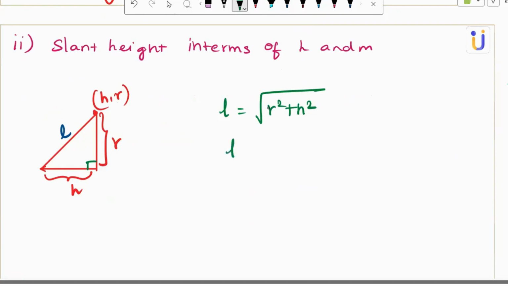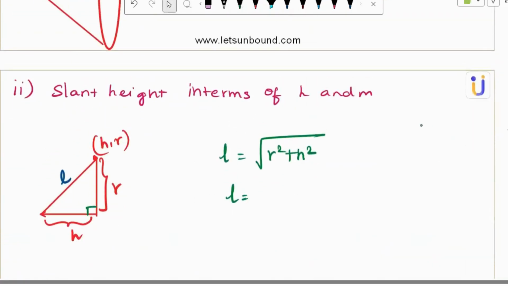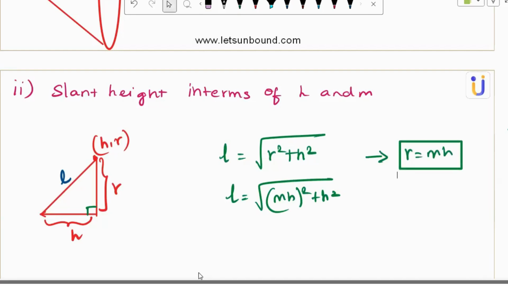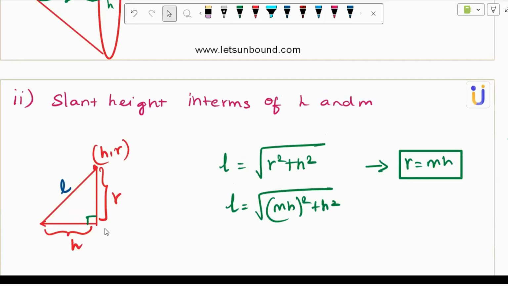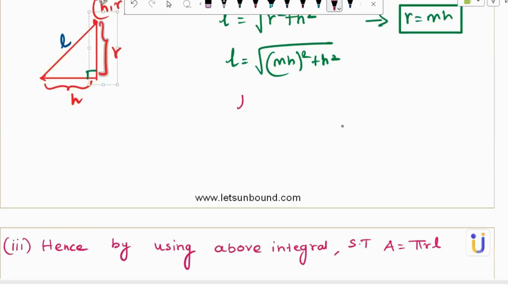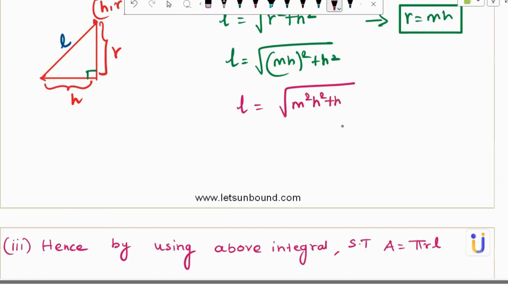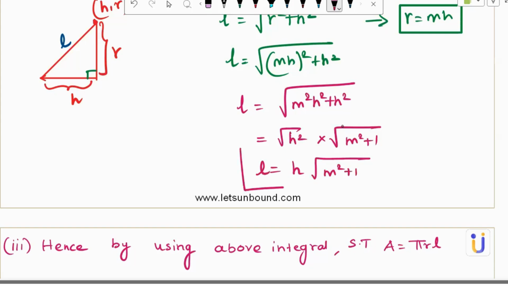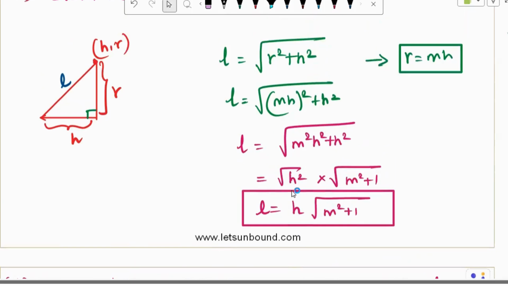Okay, they are asking L in terms of h and m. H is okay, but r we need to convert. We already covered r in terms of m and h. We can use. So square root of mh the whole square plus h square. We know that r is equal to mh. Correct? Right. And moving forward, we can substitute L is equal to square root of m square h square plus h square. Take h square common. So square root of h square into square root of m square plus 1, which is h square root m square plus 1. L is equal to. Right, this is L in terms of h and m.